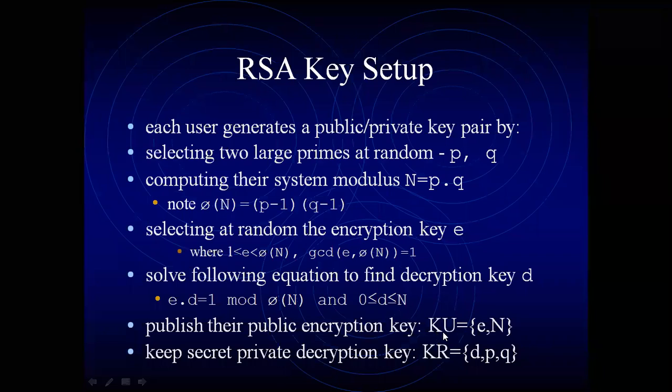You are going to write KU, which will be your public encryption key, and KR will be your private decryption key. If you want to write something else, that is also fine. So here, E comma N: E will be the value you have assumed, and N is the value you have already got. KR will be the values of your D and P and Q. So this is all about the RSA key setup.